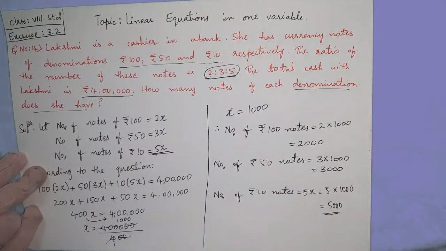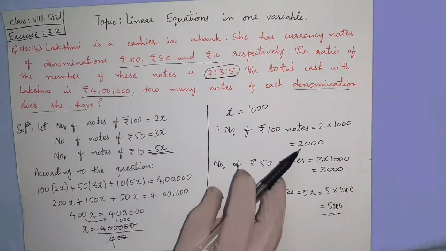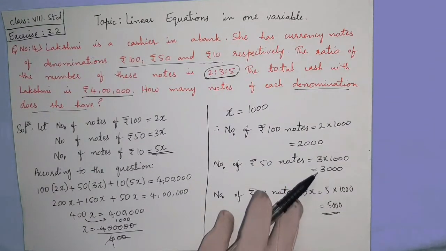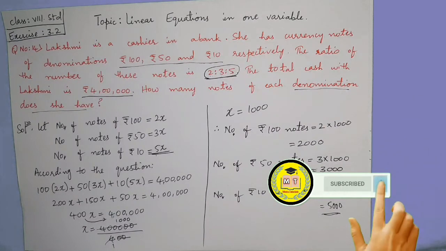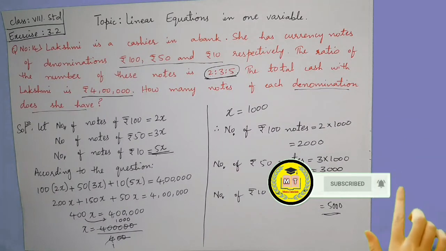So Lakshmi is having 2000 notes of 100 rupees, 3000 notes of 50 rupees and 5000 notes of 10 rupees. Hope it is clear for you.